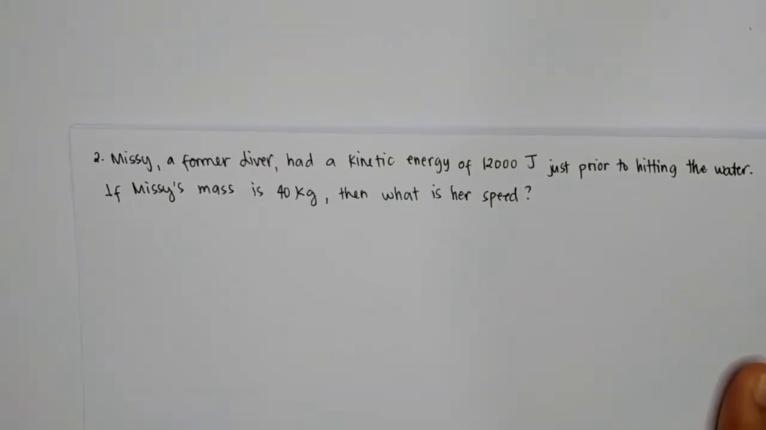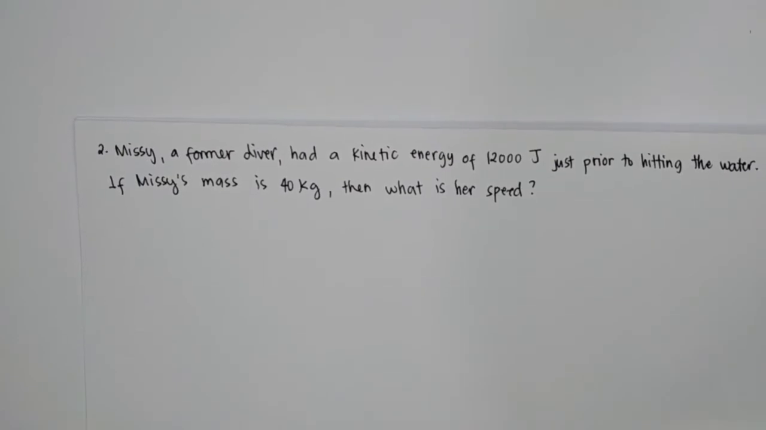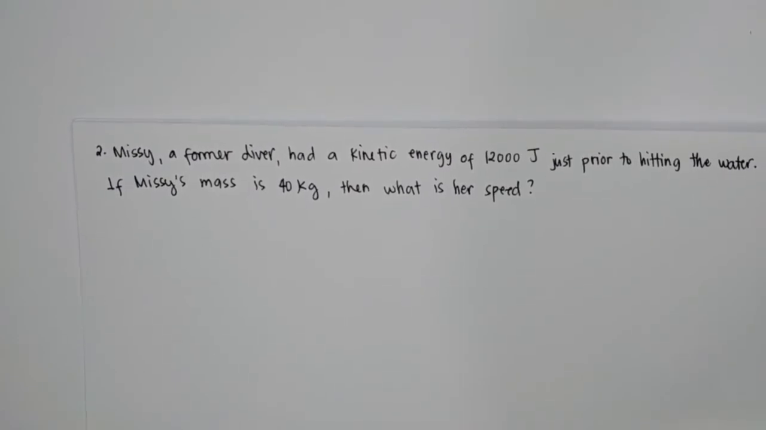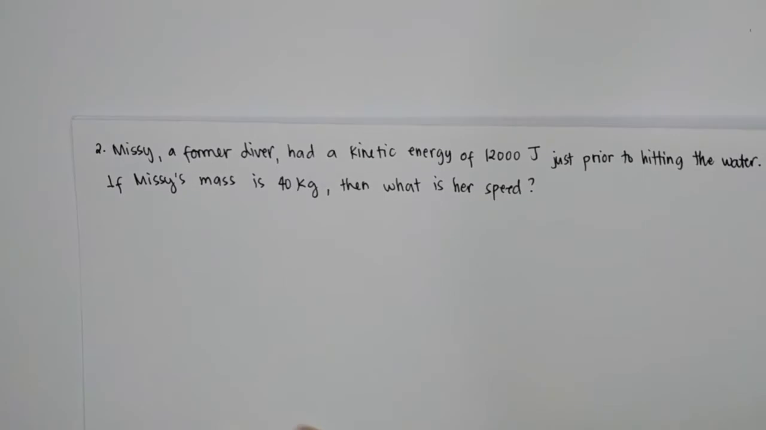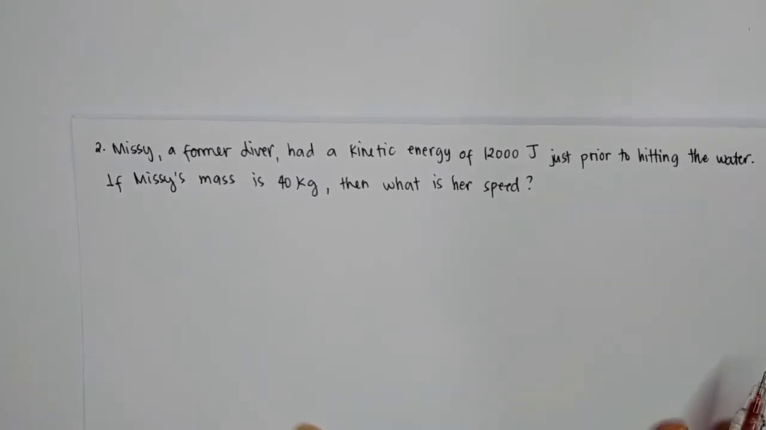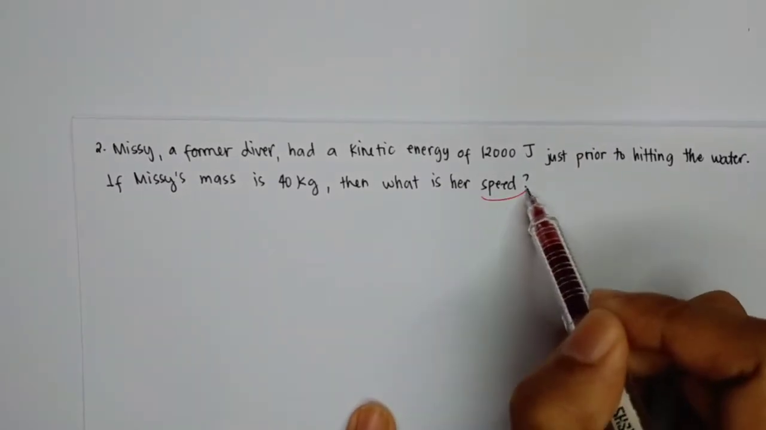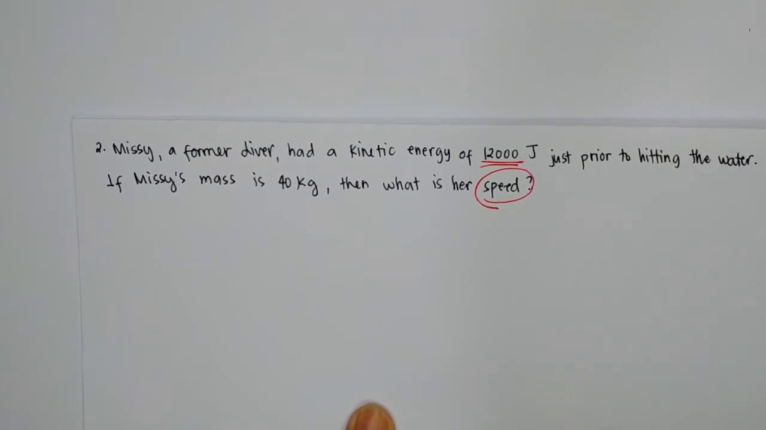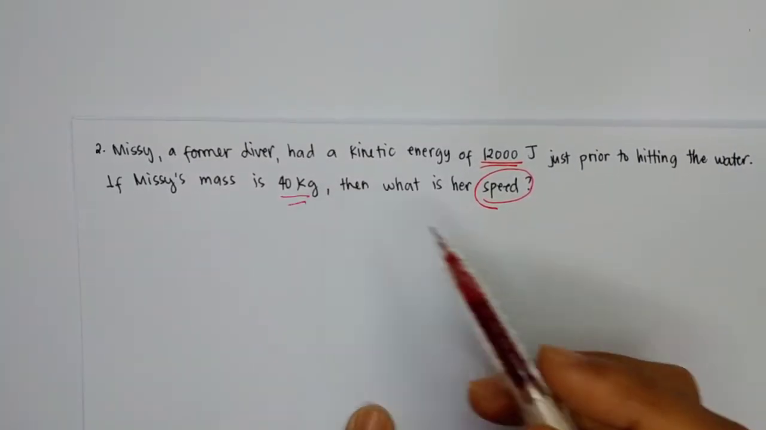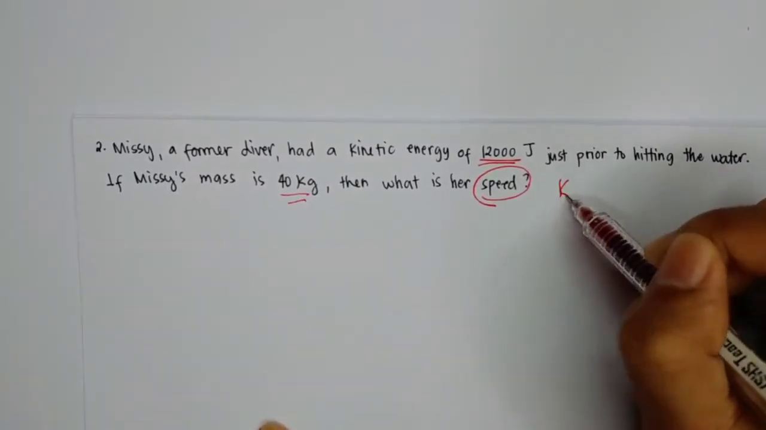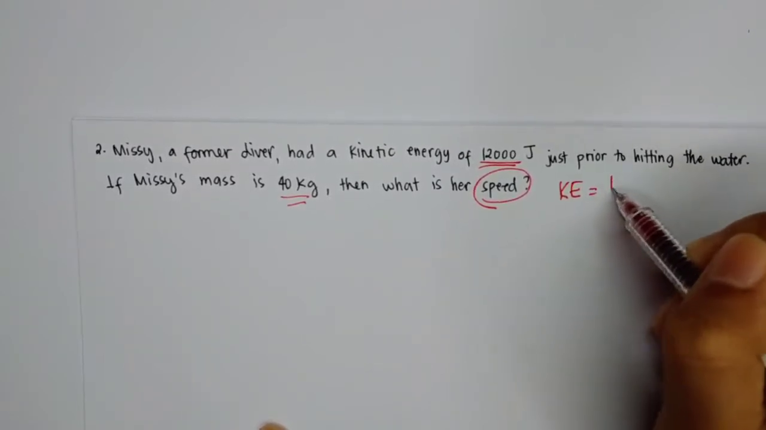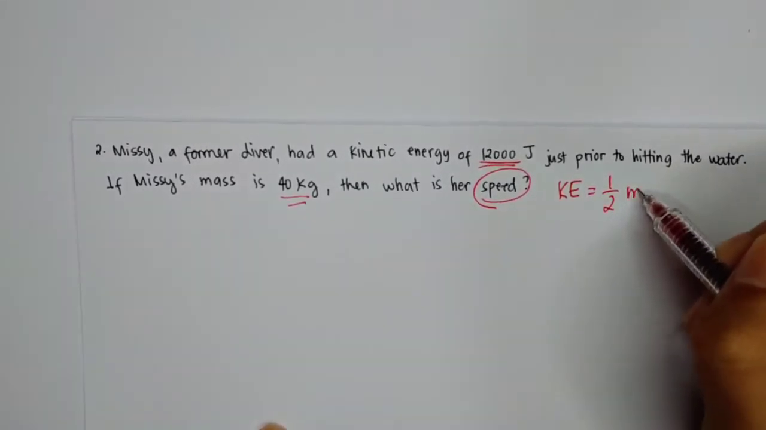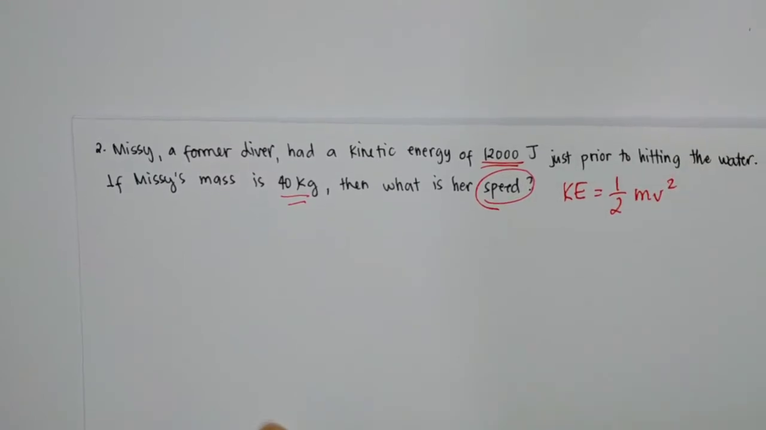We have here Missy, a former diver, had a kinetic energy of 12,000 joules just prior to hitting the water. If Missy has a mass of 40 kilogram, then what is her speed? So speed yung hinahanap natin dito. May given tayo na kinetic energy at may given na mass. Again, yung formula ng kinetic energy natin, we have 1/2 times mv squared.